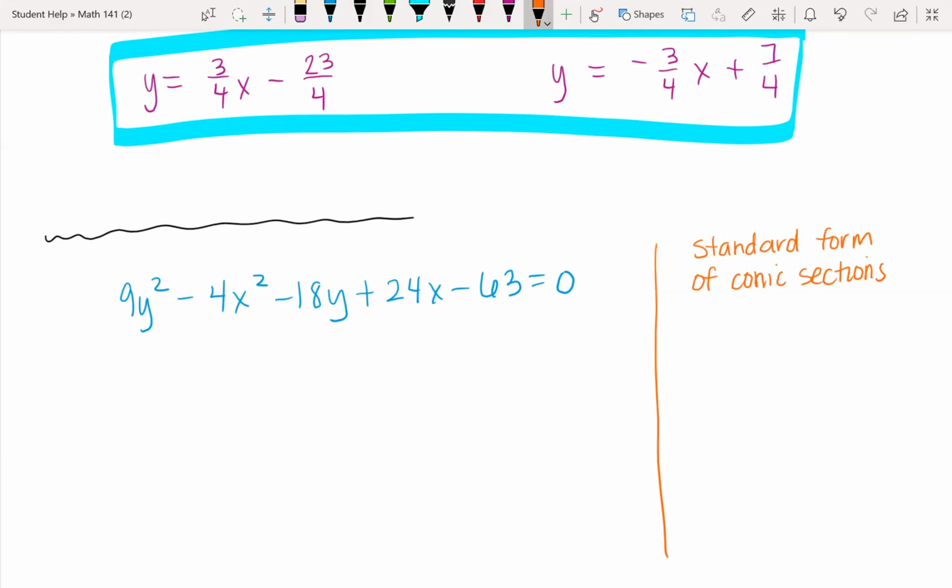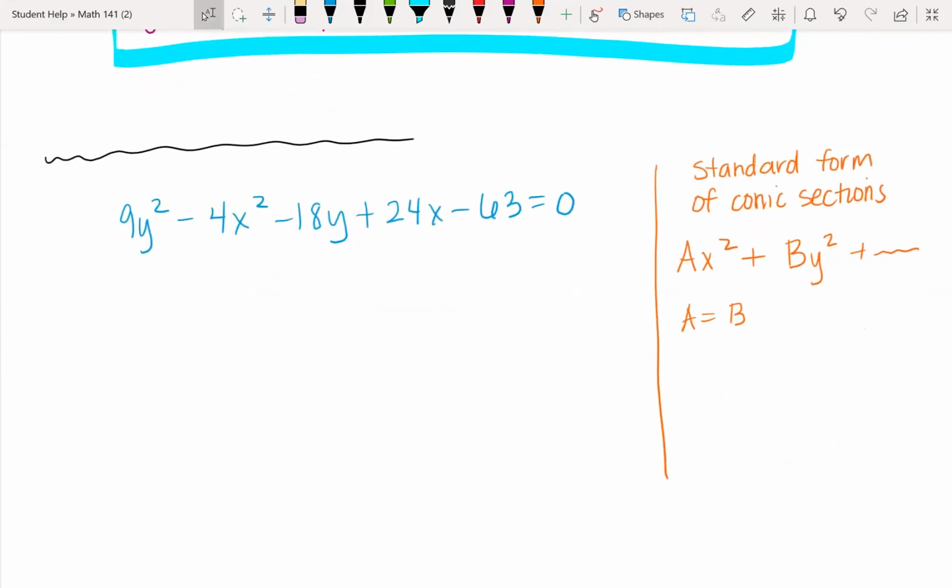If the numbers in front of, let's just call it ax squared plus by squared, and you've got some other stuff, right? If a is equal to b, if the coefficients in front of x squared and y squared are the same, then that means we have a circle.